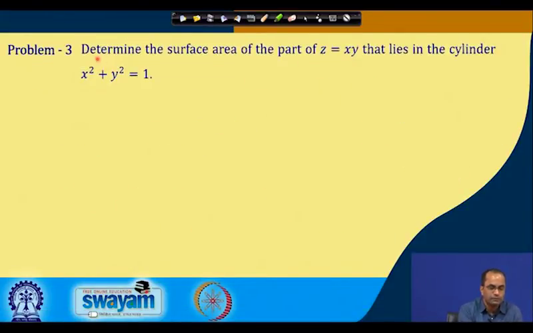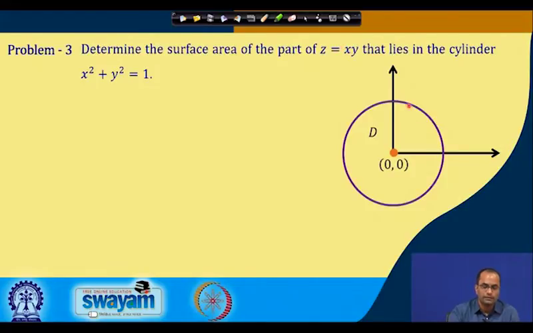So, the last example where we will determine the surface area of the part z equal to x y that lies in the cylinder x square plus y square equal to 1. Again we have the cylinder, with center 0 0 and radius 1, and we have z equal to x y; we want to get the surface area. This is much simpler than the earlier examples. Again, the projection of this cylinder, because the cylinder cuts that surface.